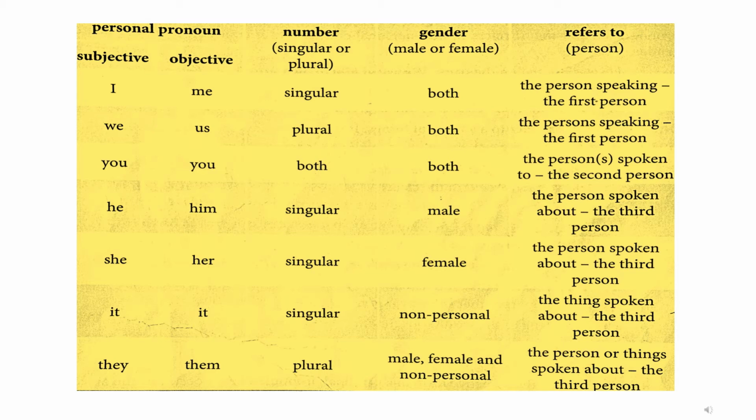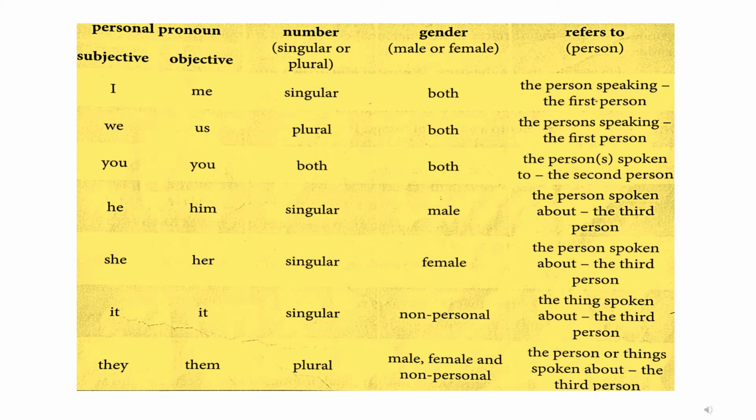The second person pronoun you is used to address the person we are speaking to. The objective form of you is you. This is used for both singular and plural and both male and female. It refers to the person or the persons spoken to.